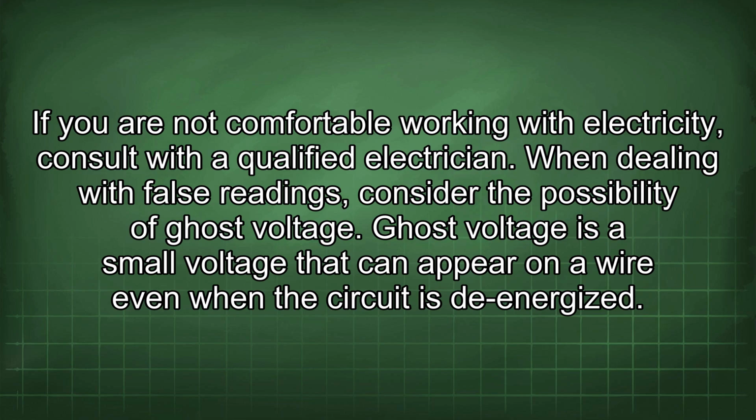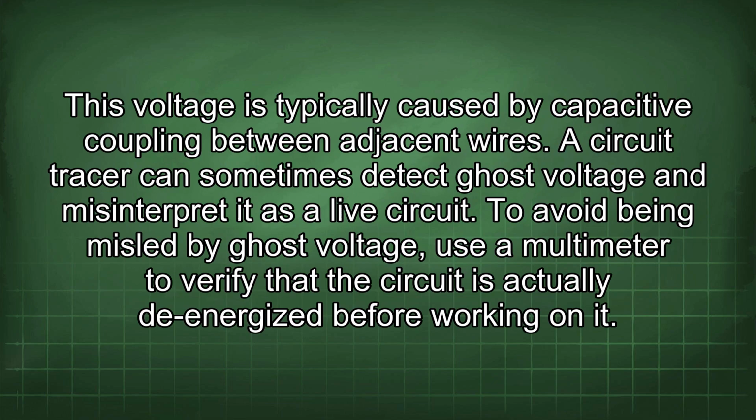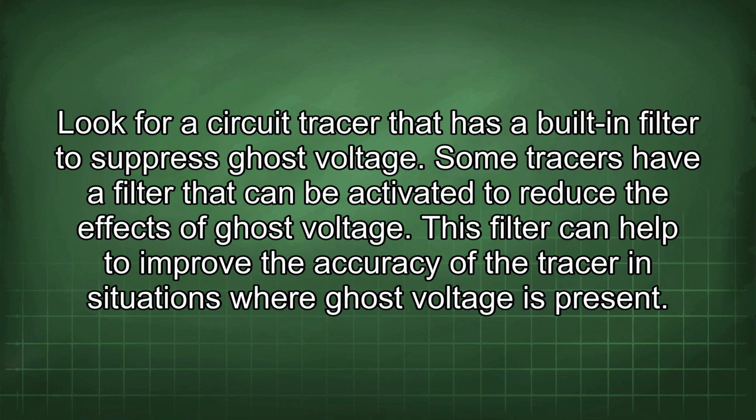When dealing with false readings, consider the possibility of ghost voltage. Ghost voltage is a small voltage that can appear on a wire even when the circuit is de-energized. This voltage is typically caused by capacitive coupling between adjacent wires. A circuit tracer can sometimes detect ghost voltage and misinterpret it as a live circuit. To avoid being misled by ghost voltage, use a multimeter to verify that the circuit is actually de-energized before working on it. Look for a circuit tracer that has a built-in filter to suppress ghost voltage.